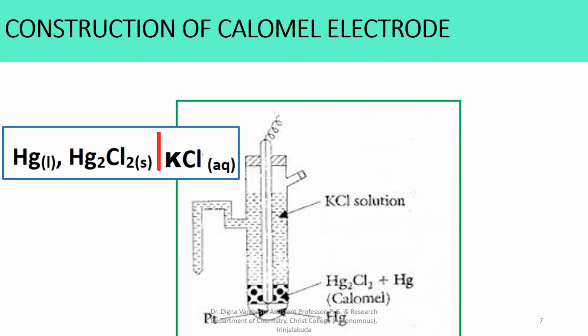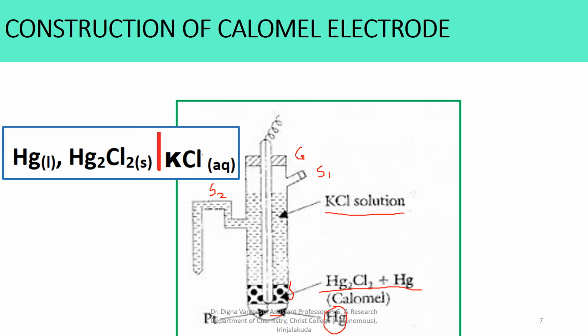I repeat, this is a glass tube, and here two side tubes S1 and S2. At the bottom of the glass tube, mercury is filled here, and the mercury is covered with a paste of Calomel and pure mercury, that is given in this part. The tube is filled with the potassium chloride solution.